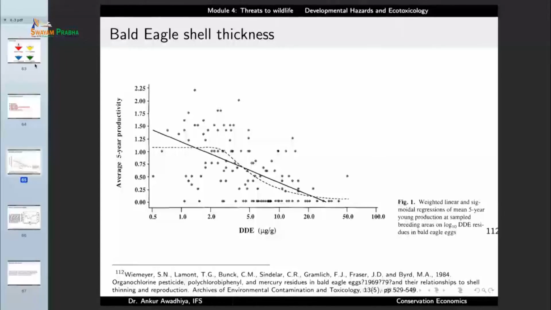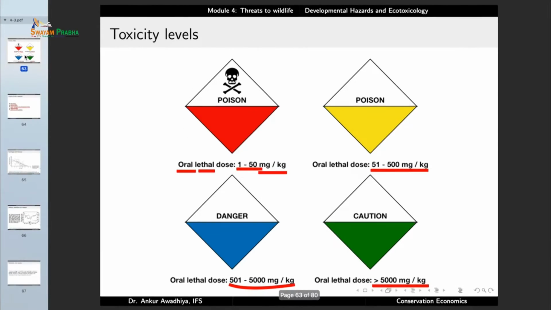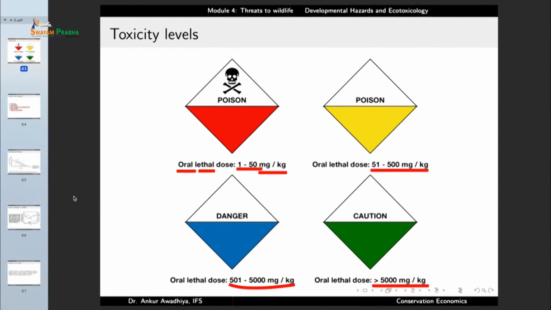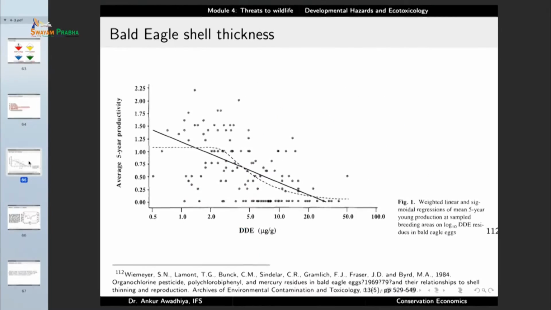Now, what happens is that when the concentrations increase, the impact of the chemicals or the toxicity of the chemicals also starts playing a role. Because as we have seen, there is a lethal dose for different chemicals. And in between, it will start showing certain sublethal effects. So in that case, the organisms will not die, but will show impact in terms of reduced fitness or reduced fecundity. And this is what was observed in the case of bald eagles.